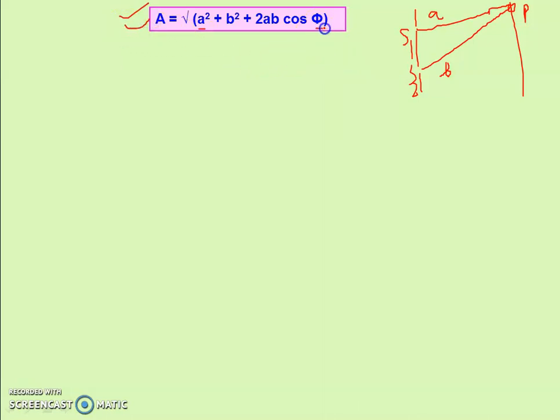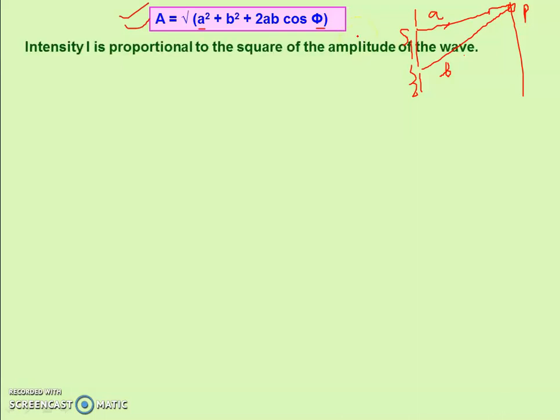Now phi is the phase difference between these two wavelets, and this phase difference always remains constant, right? So the intensity is directly proportional to the square of the amplitude of the wave. It means the intensity of light will depend on the amplitude. So we can write I is directly proportional to A square. So I is directly proportional to a square plus b square plus 2ab cos phi, right?